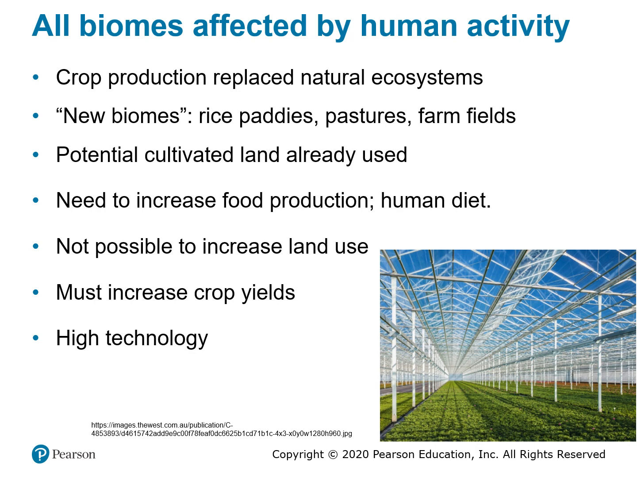Human activity through crop production has replaced natural ecosystems. This has now resulted in new biomes, some of which are rice paddies, pastures, and farm fields. The problem is that nearly all potential cultivated land is now already used. But we still need to increase food production, and we also need to improve the diversity of the human diet, particularly in developing countries, where they tend to depend on a limited range of dietary components.